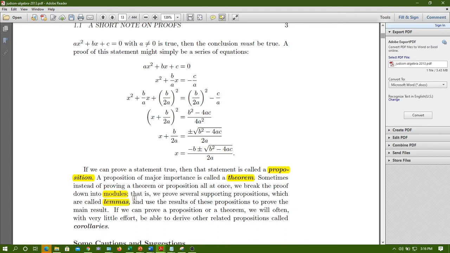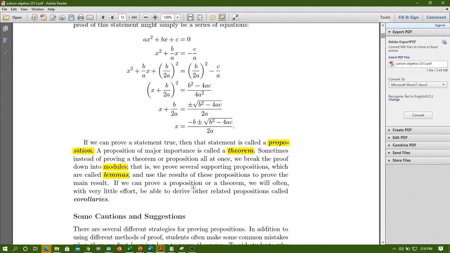Again, sometimes, instead of proving a theorem or proposition all at once, we break the proof down into modules. So what are modules? Modules is when we prove several supporting propositions, and these supporting propositions are now called lemmas. That means within a module, we have plenty of propositions and we can call them lemmas, and use the results of these propositions to prove the main result.